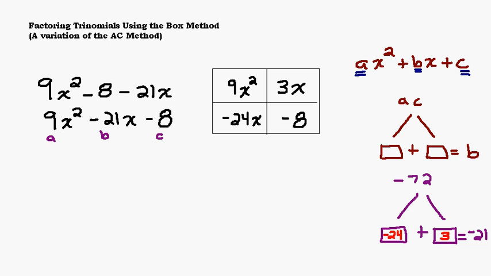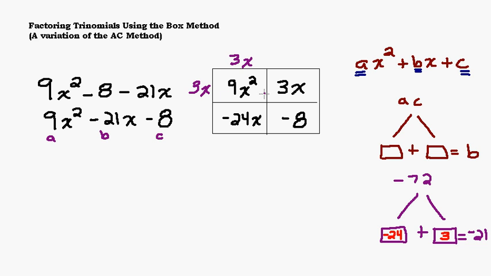Alright, so now what you do, let's do this in a different color, is you look at the 9x squared plus the 3x, this top row. I'm saying plus because this is positive. And I ask myself, what's the greatest common factor between these two terms? And they have a 3 in common and they have an x in common. So I'm going to write that outside here. Now on the top of the box, I'm simply going to write what would multiply with 3x to give 9x squared, and that would be 3x.